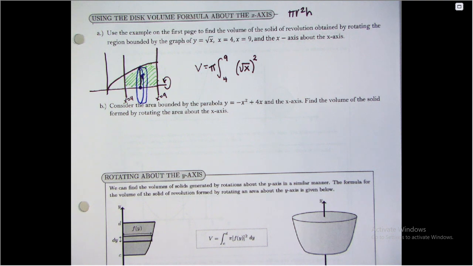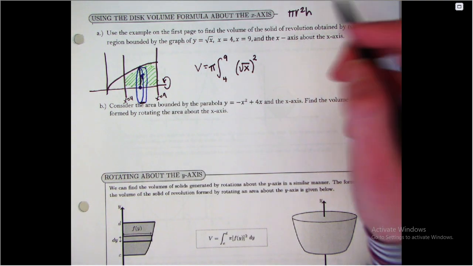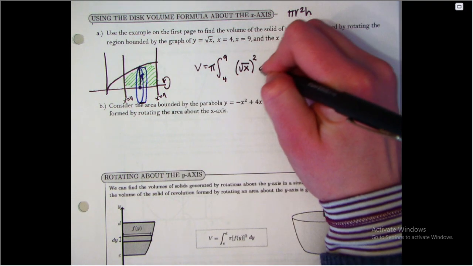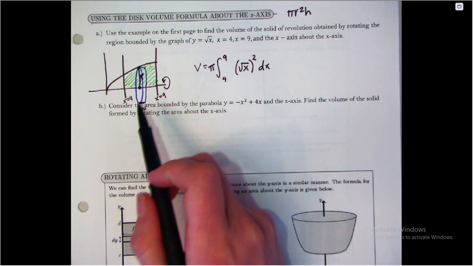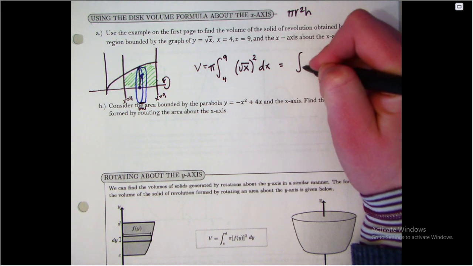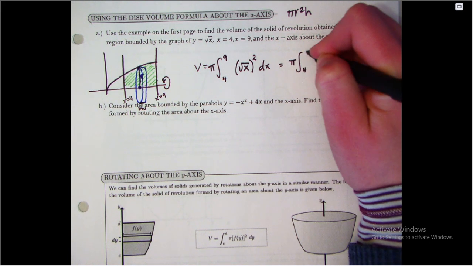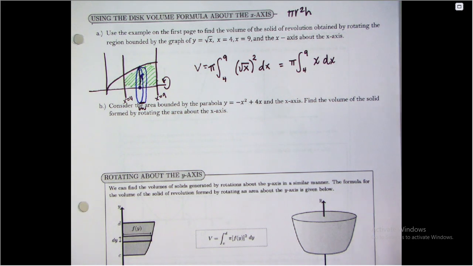And then the h here is representing the thickness of each of your cylinders. And in this particular problem, that would be dx. It is the measurement on the x-axis of that very, very small length here, because we want to imagine that we're building an infinite number of cylinders. So I can rewrite this as pi times the integral from 4 to 9, square root squared would just give me x times dx. A nice simple one here.